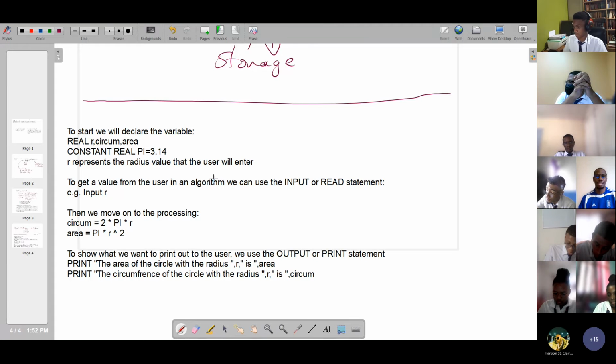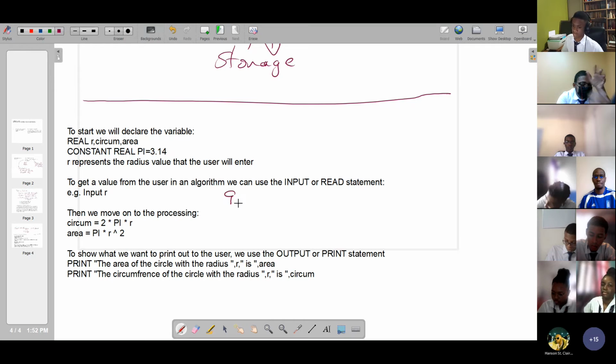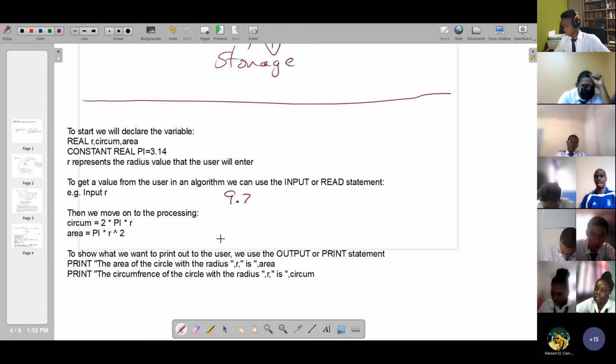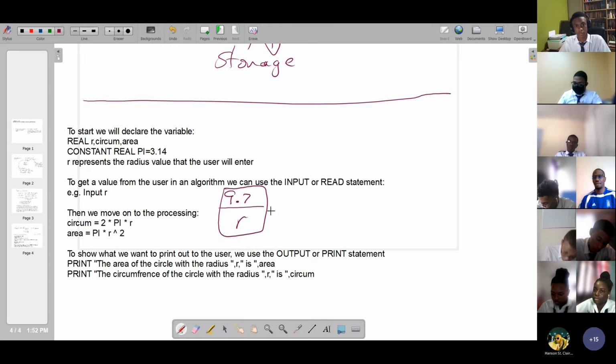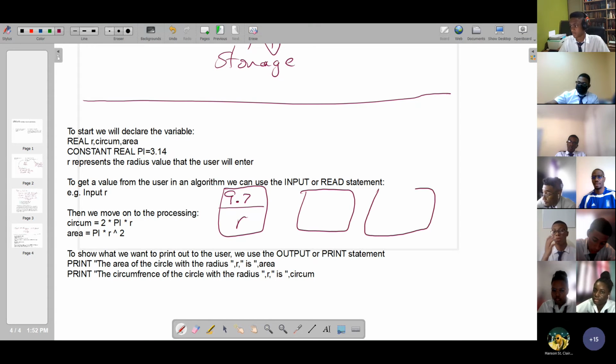we have enter input value into the radius. So we have input R. Let's say, for instance, we had a circle with radius of 9.7, right? 9.7 is going to be associated with the variable R. So what does that mean for the next couple lines? We're going to have a variable named circum and a variable named area.